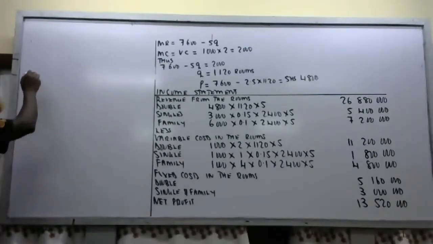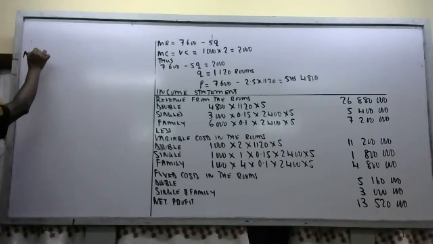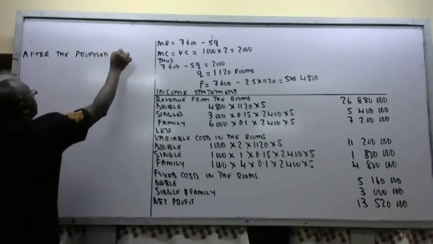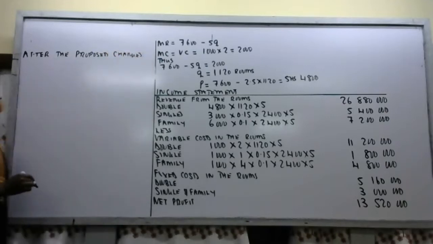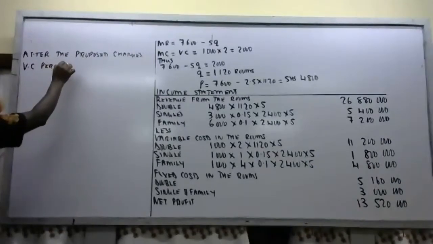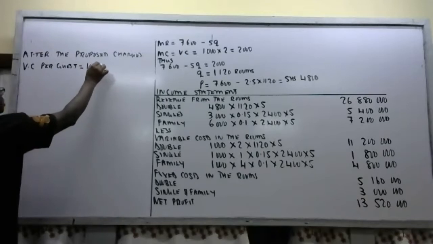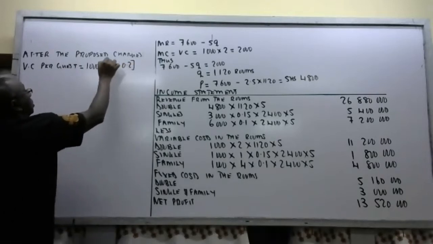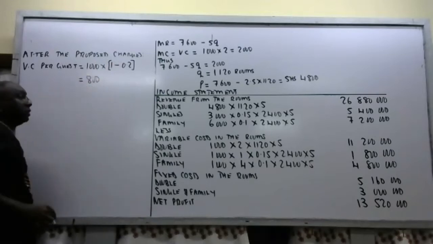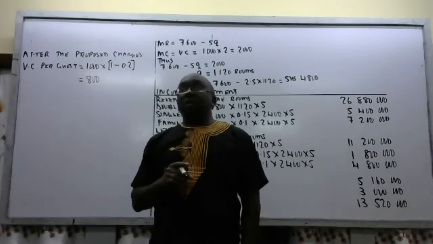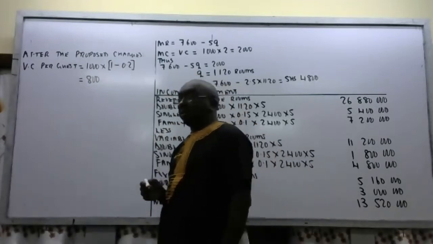So you will proceed and say, after the proposed changes, variable costs per guest will be 1,000 times 1 minus 0.2. And that must now be how much? 800. After we effect the changes, the variable cost per guest will be 800.